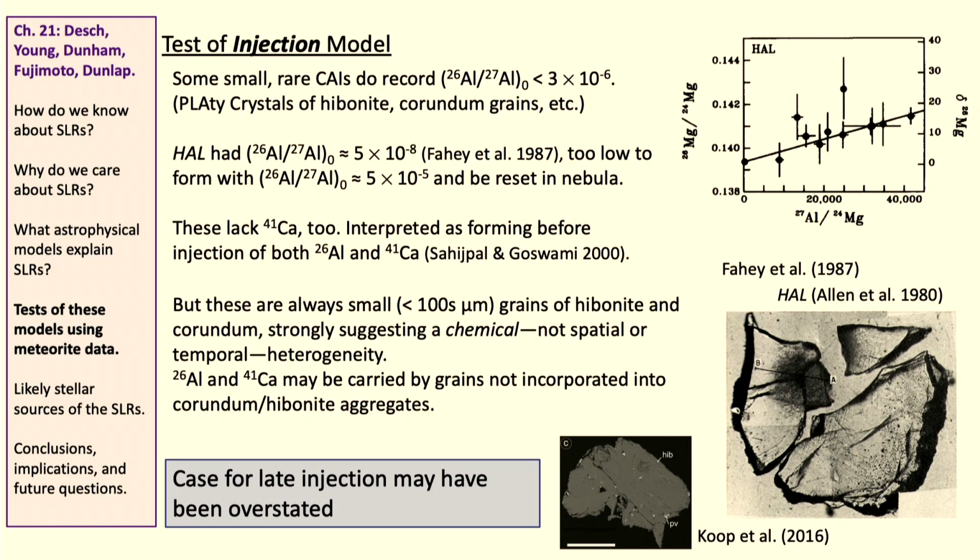This is an ongoing area of research, so I'm not going to overstate the case, but I don't think that these are indicative of a spatial or temporal heterogeneity. They are always associated with corundum and hibonite, always. And so it's more about a mineral, chemical heterogeneity. There's something about aluminum-26 and calcium-41 that they didn't get into these inclusions, and I'd be happy to talk about that later. But let's just say the case for late injection probably has been overstated.